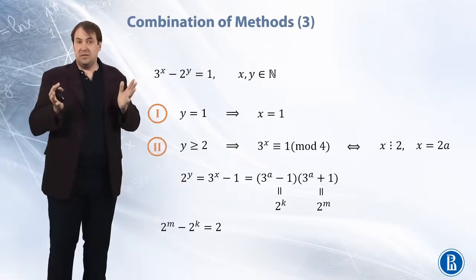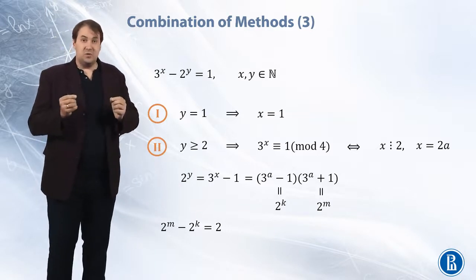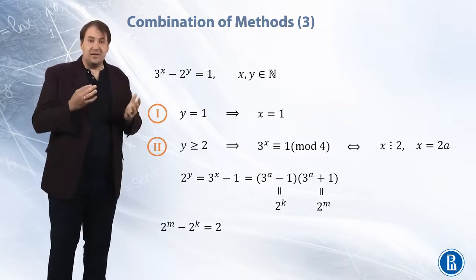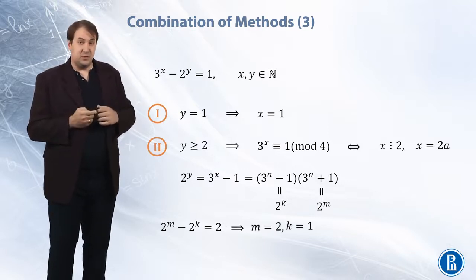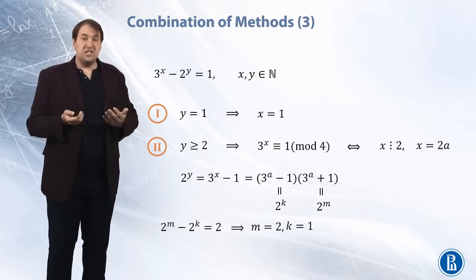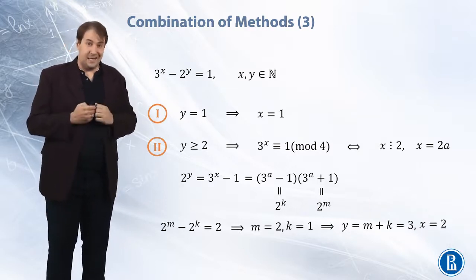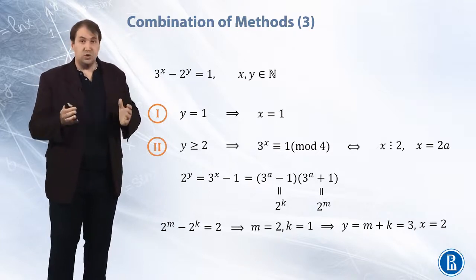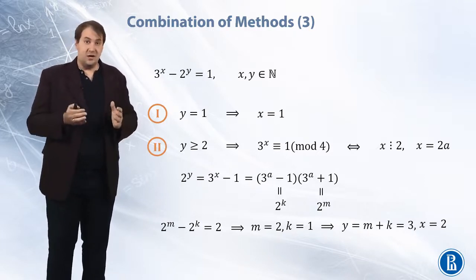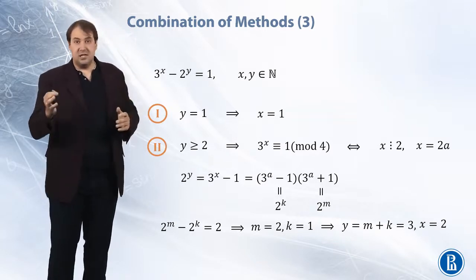So now 2 powers of 2 differ by 2. When is this possible? We understand that the only way 2 powers of 2 differ by 2 is 4 and 2. So we understand that m must be equal to 2, k must be equal to 1, which gives us y and x. So we understand that the only two solutions of the original equation are 3 minus 2 equal to 1 and 9 minus 8 equal to 1.